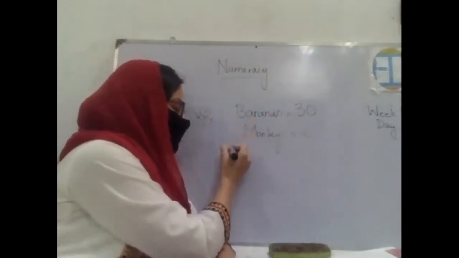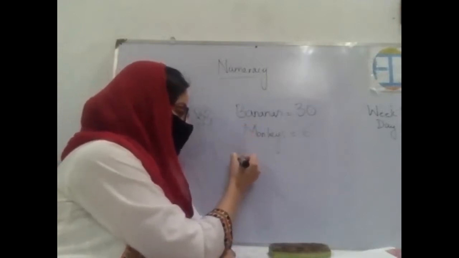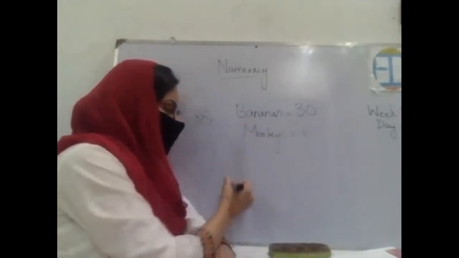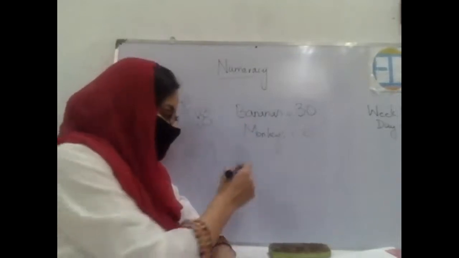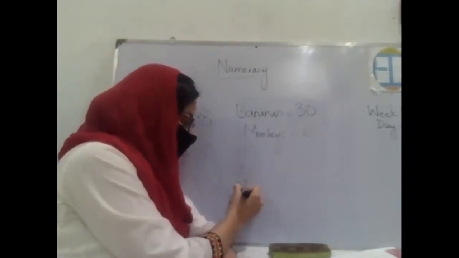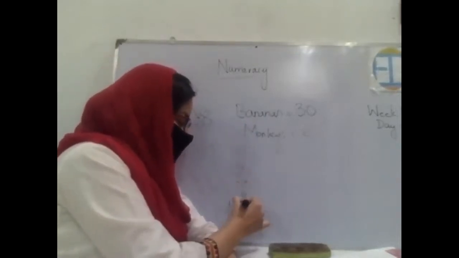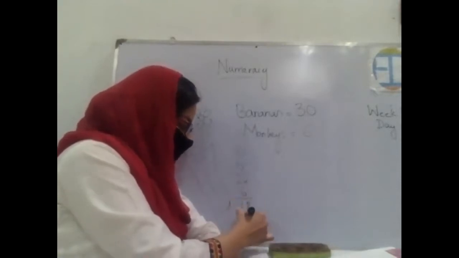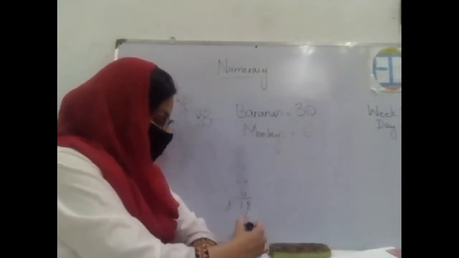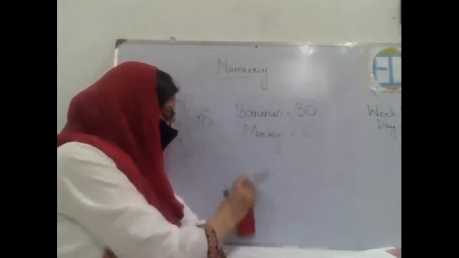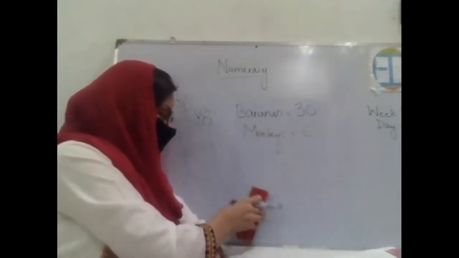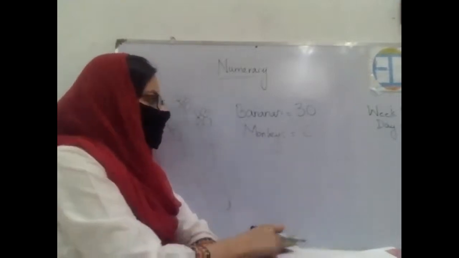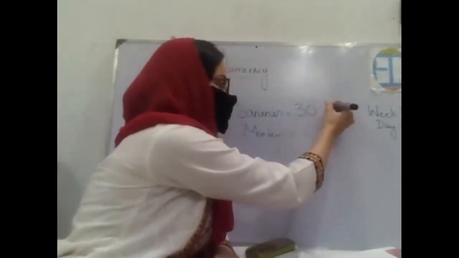So let's start subtracting. We will subtract 6 from 30. When we subtract 6 from 30, the answer is 24. Again, subtract 6. The answer is 18. Again, subtract 6. The answer is 12. Okay, let's do it over here so that you can see all of it, okay?